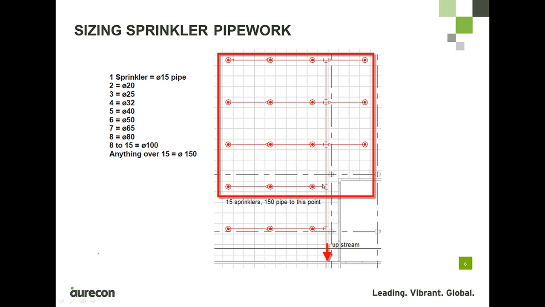If we then break it down, we've got 12 sprinkler heads here. So this pipe segment's going to need to be 100 diameter. We've then got 8 sprinkler heads here. So this segment of pipe is going to need to be 80 millimeters in diameter. And lastly, we've got 4 sprinkler heads on the end here. So this segment of piping is going to need to be 32 millimeters in diameter. And so on and so forth. You can work your way through, keep going downstream until you've sized all of the pipe work.